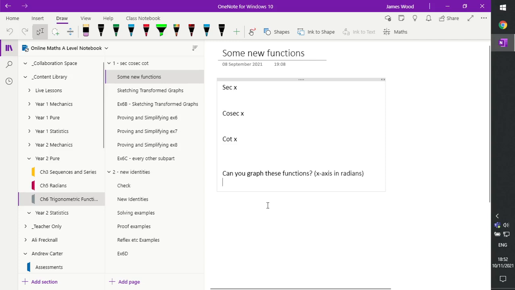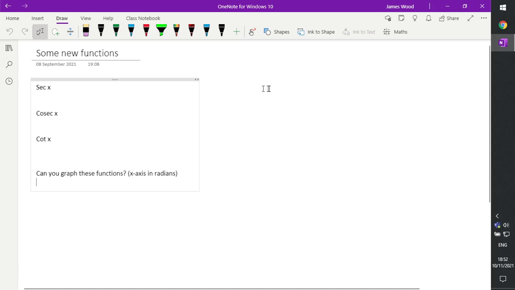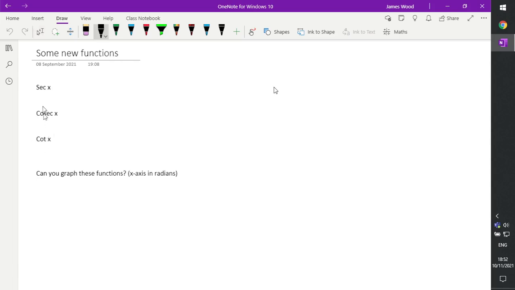In Chapter 6 of Year 2 Pure, we're going to look at some more trigonometry following on from the Year 1 content. And we've got three new functions that we're going to look at. And actually, it turns out that they're not really that new at all. They're just based off the three that we already know. These three new functions are sec x, cosec x, and cot x. Or obviously, it doesn't have to be x, it could be theta or whatever you're calling your angle.